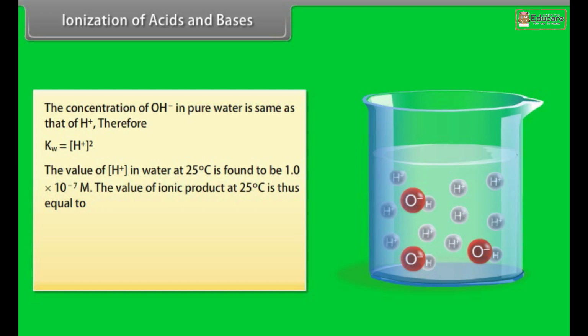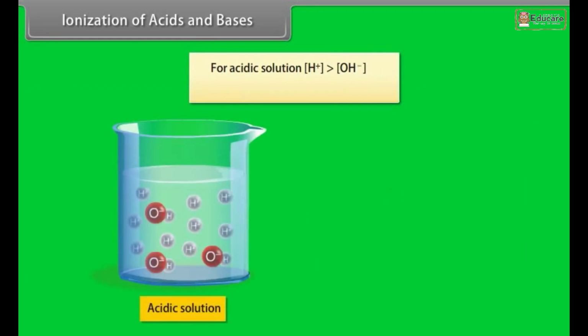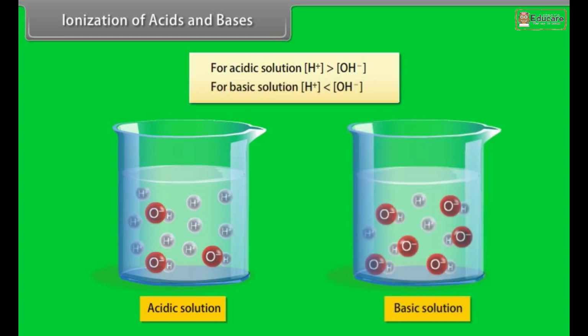The value of the ionic product at 25 degrees Celsius is thus equal to 10 raised to the power minus 14 m square. From equation 1, for a neutral solution, the concentration of H plus is equal to the concentration of OH minus, which is equal to the square root of Kw. For an acidic solution, the concentration of H plus is greater than the concentration of OH minus. For a basic solution, the concentration of H plus is less than the concentration of OH minus.